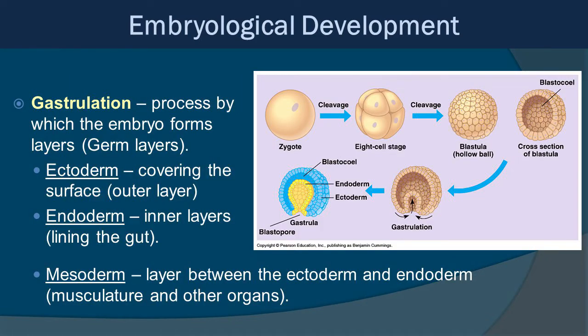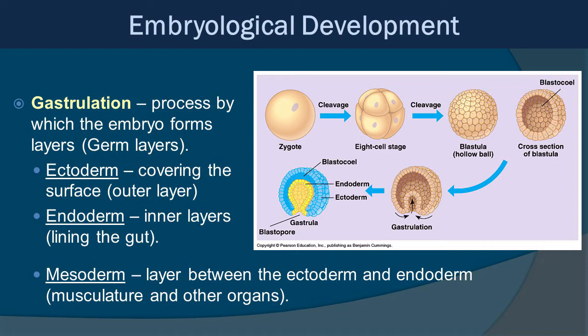Another clue can actually be found throughout the gastrulation process. Now, the gastrulation process is the process by which an embryo forms germ layers. These would be your normal tissue layers that you already know, if you think about it, right? The ectoderm is the covering of the surface, the outer layer. It's essentially your skin that develops from that.